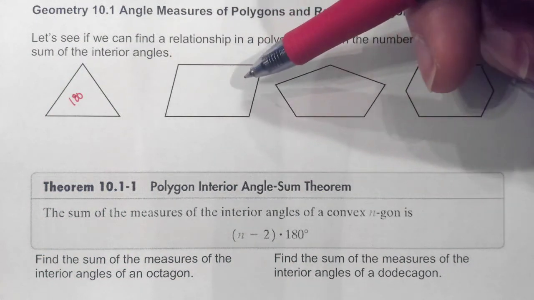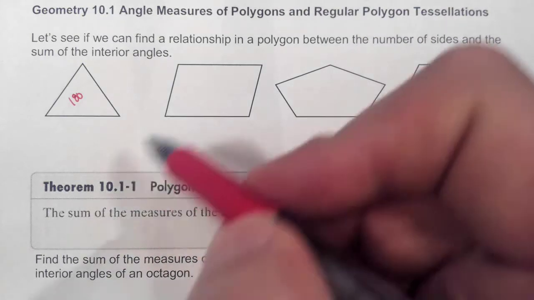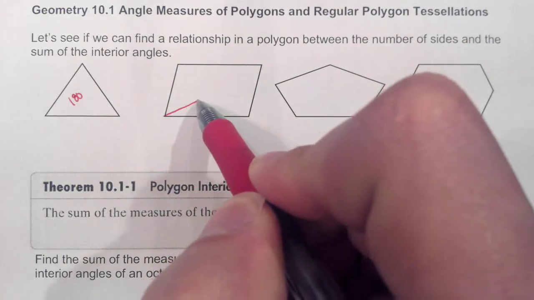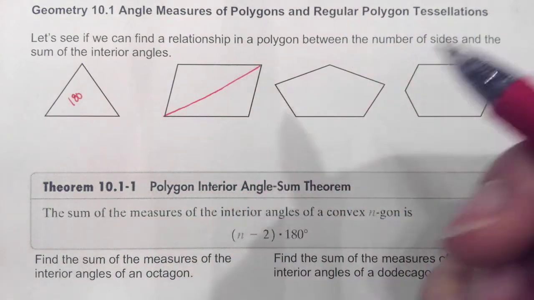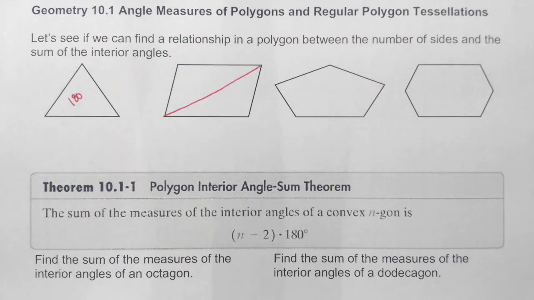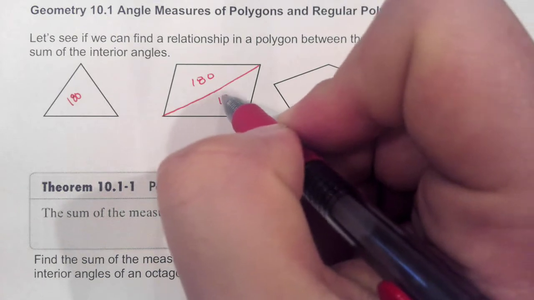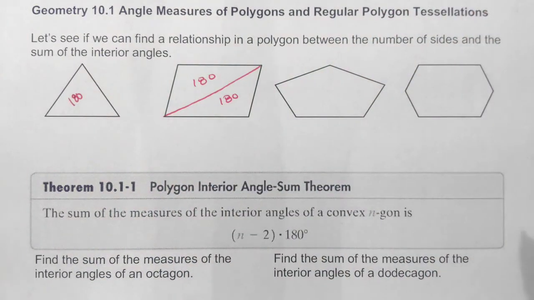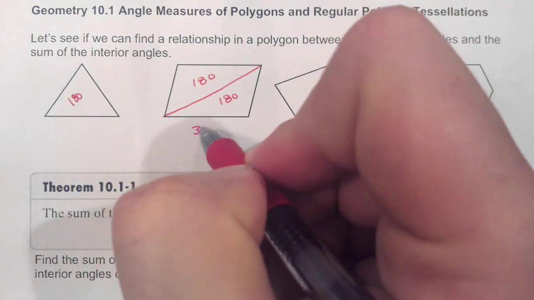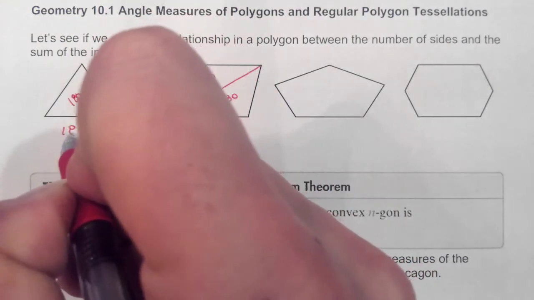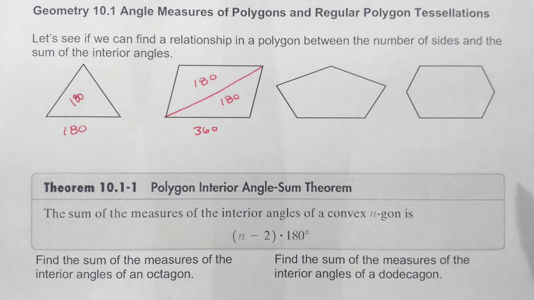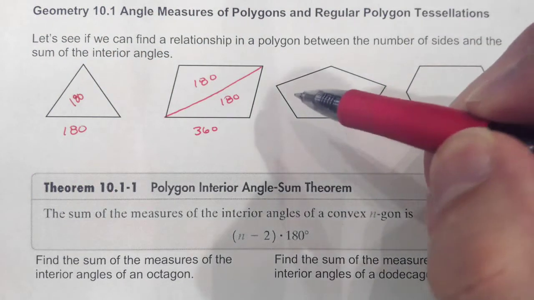And you should remember what a quadrilateral is. It's 360, but if you don't remember that, how do you figure that out? Well, you draw a diagonal. And if you draw a diagonal, what do you have? Well, you have two triangles. So this is 180, and this triangle also has 180 degrees for interior angles. That means a total of 360.